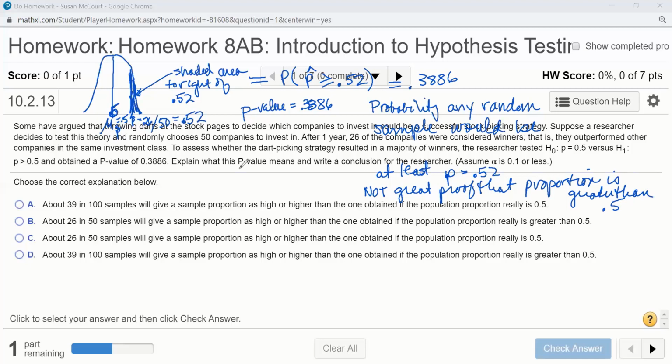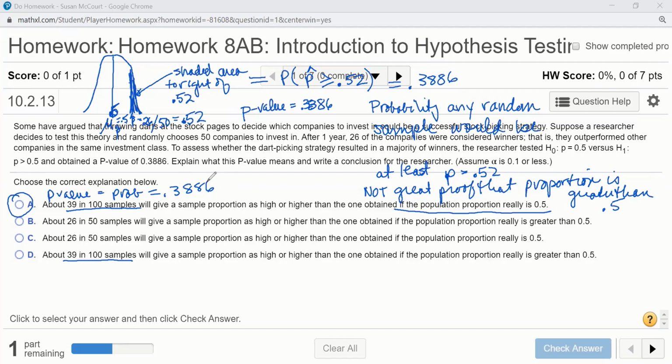So if we look back here, it says about 39 in 100 samples. Remember, our probability is about 39%. Okay, so I'm going to write that again right here. We have our p-value, which is our probability, and that's 0.3886. So that means about 39 in 100 samples will give a sample proportion this high if the population really is 0.5. So it would be A. Okay. That p-value is the same thing as our probability.